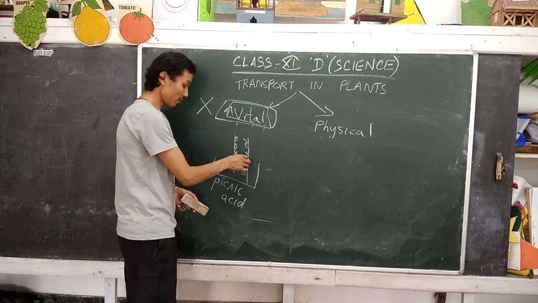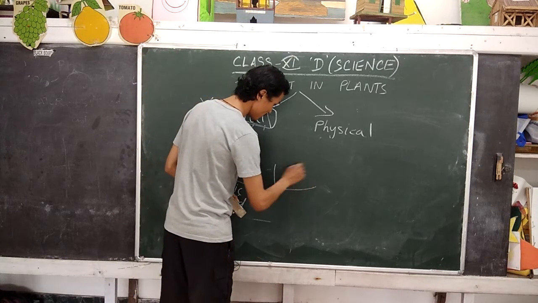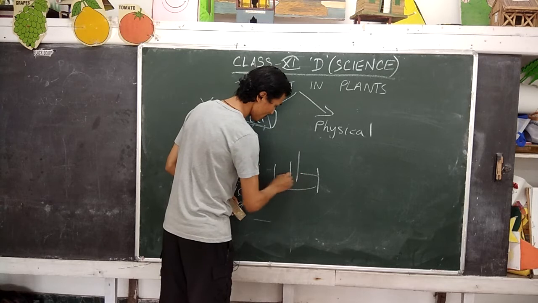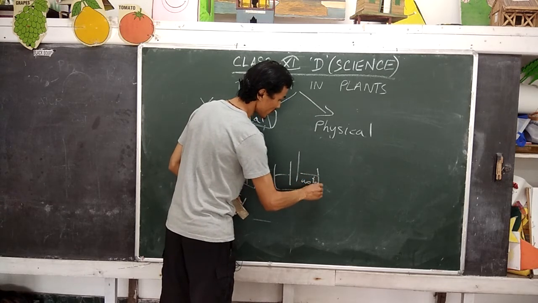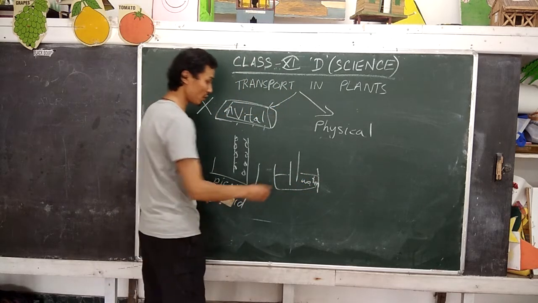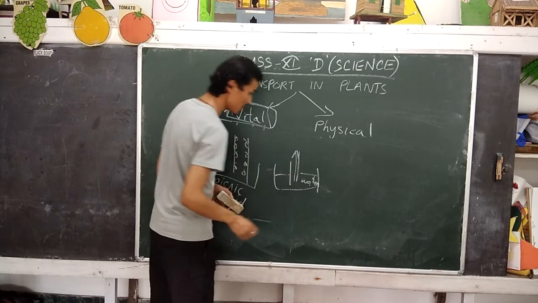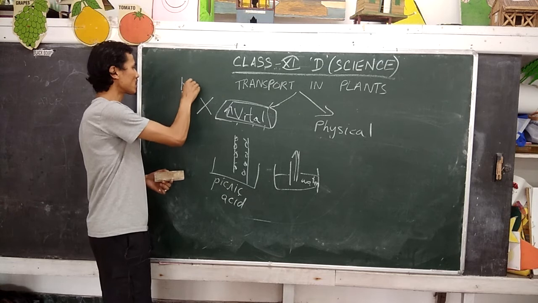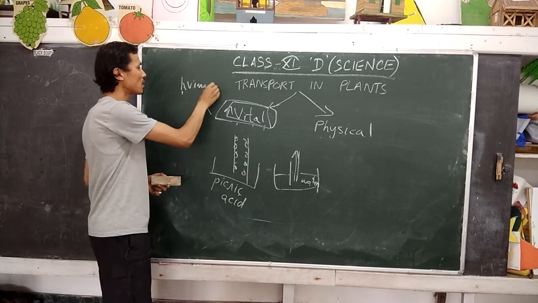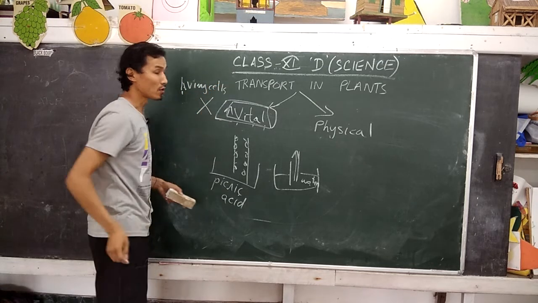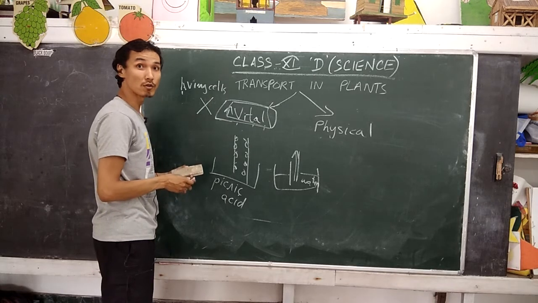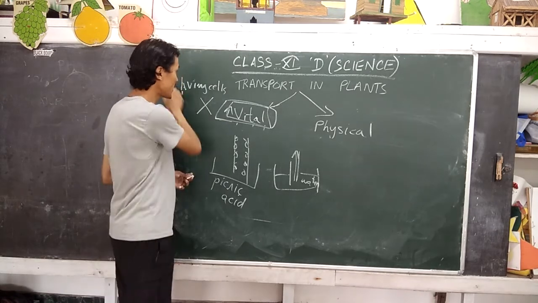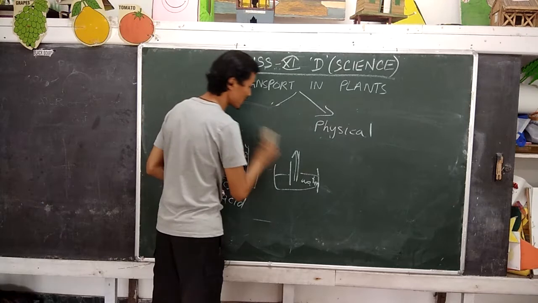Take the same stem from the picric acid and place it in a beaker containing water. You will still be able to observe the movement of water through the stem. So this proves that living cells are no longer involved in the absorption or movement of water. So vital theories are no longer acceptable.